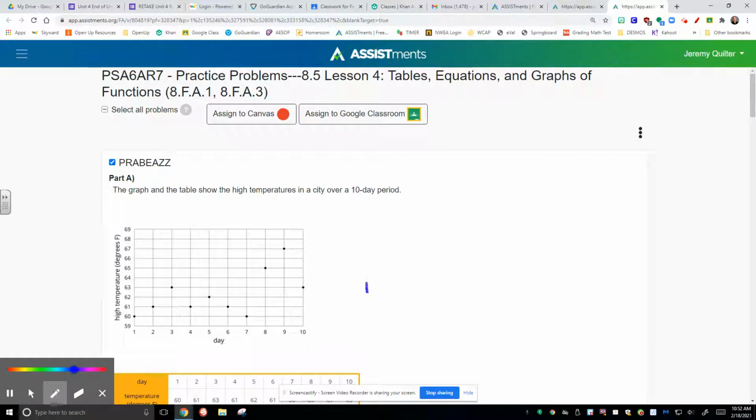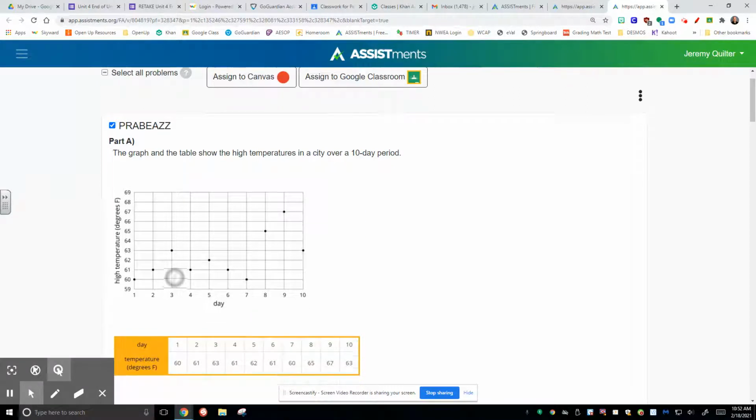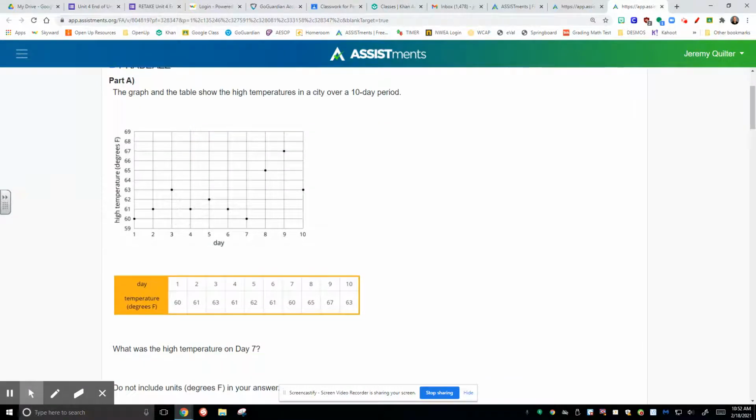We're starting out here with problem number 1, Part A. Let's get rid of that. Let's slide it up. The graph and the table show high temperatures in a city over a 10-day period. Notice the number of days is on the x-axis. High temperature in Fahrenheit is on the y-axis. Those also coordinate right here with the table, x and y. Input for the days, output for the temperatures.